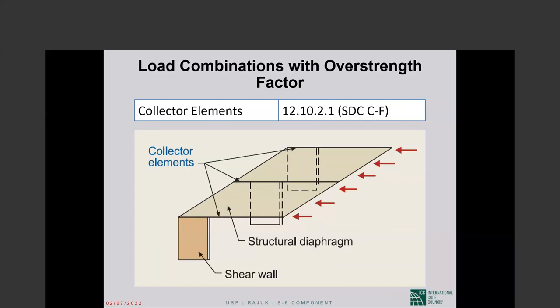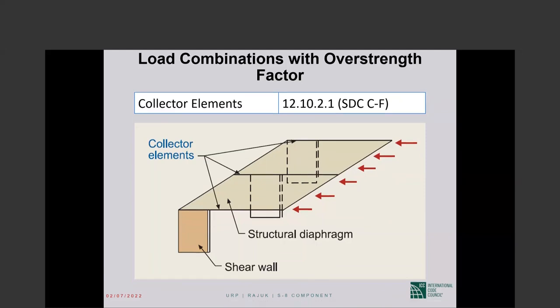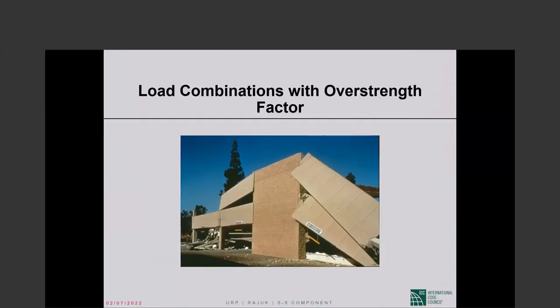Okay. So when you have this situation, a shear wall or a frame supporting only part of a diaphragm edge, not all of it, we have collector elements. There are other situations where the same thing exists. Anyway, those collector elements must be designed using the load combinations with overstrength factor.